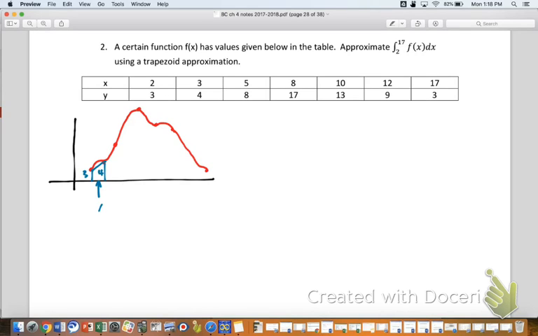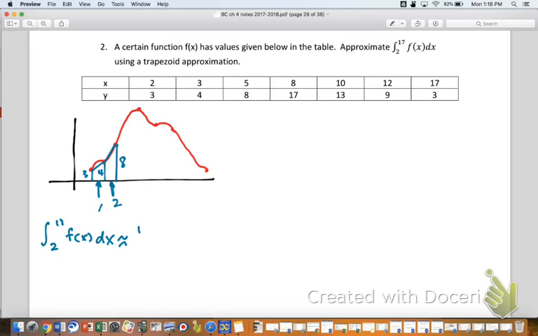So 3 and 4. And then you draw another trapezoid, maybe right up here. You already know that the left base is 4. The right base would be, that's right. And the height would be, from 3 to 5, 2. So then maybe you start building this out and calculating areas. We could say something like the integral from 2 to 17 of f of x dx is approximately, and then I can start doing that trapezoidal area formula.